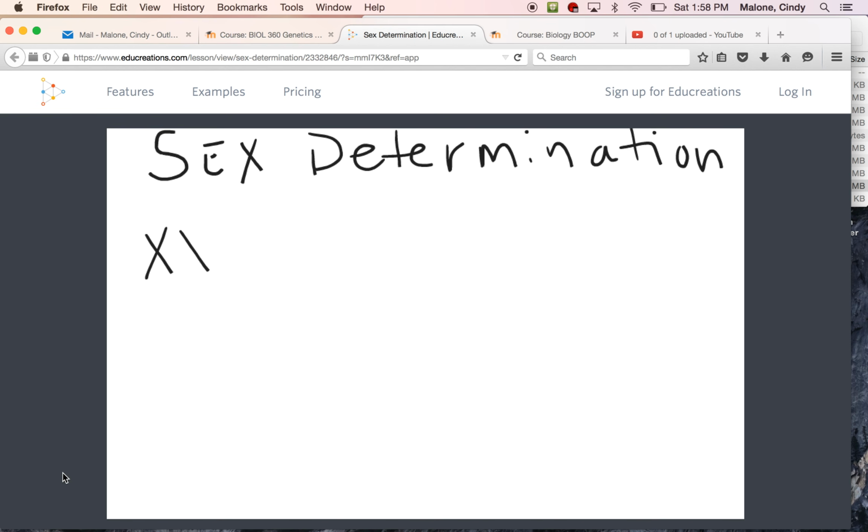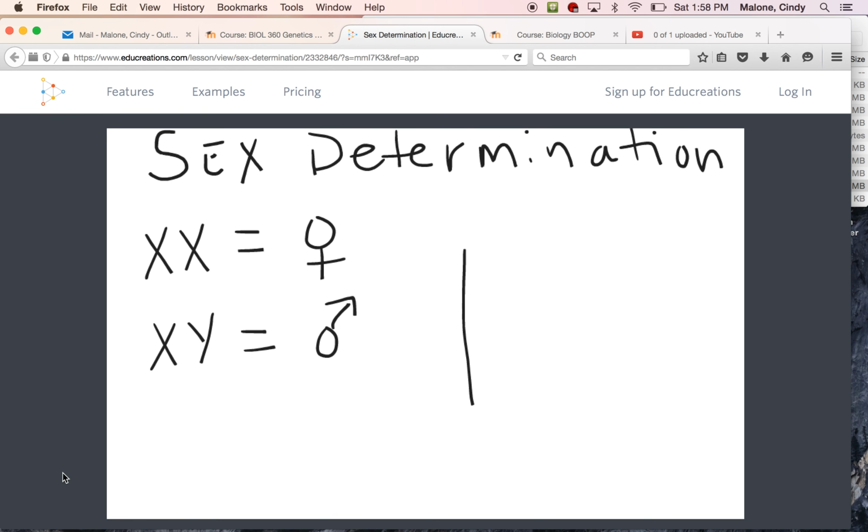in order to be female in human beings, you have to have two X chromosomes. In order to be male, you need to have an X and a Y chromosome. So how do we determine what an offspring is going to look like? Well, guess what? We use the Punnett Square. Yay! We love the Punnett Square.